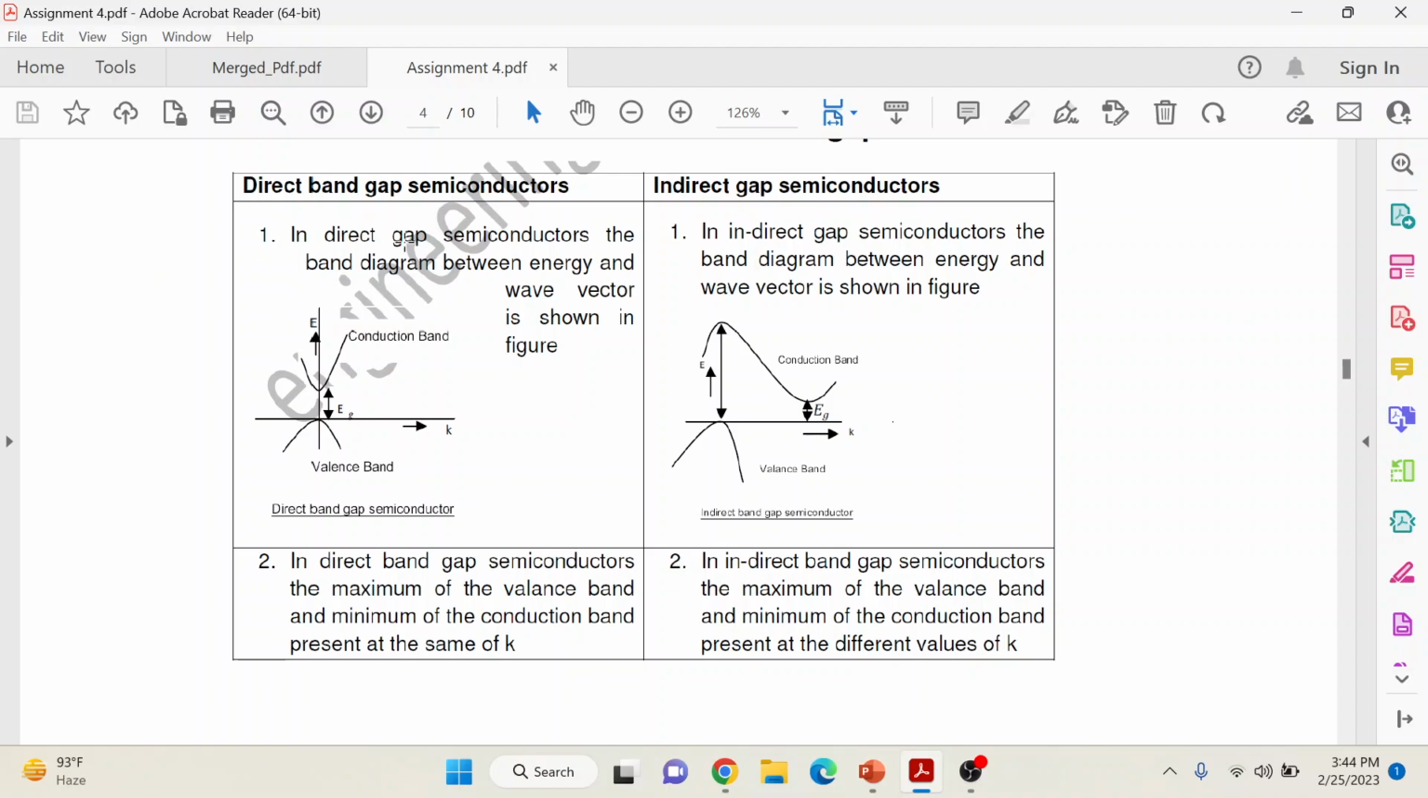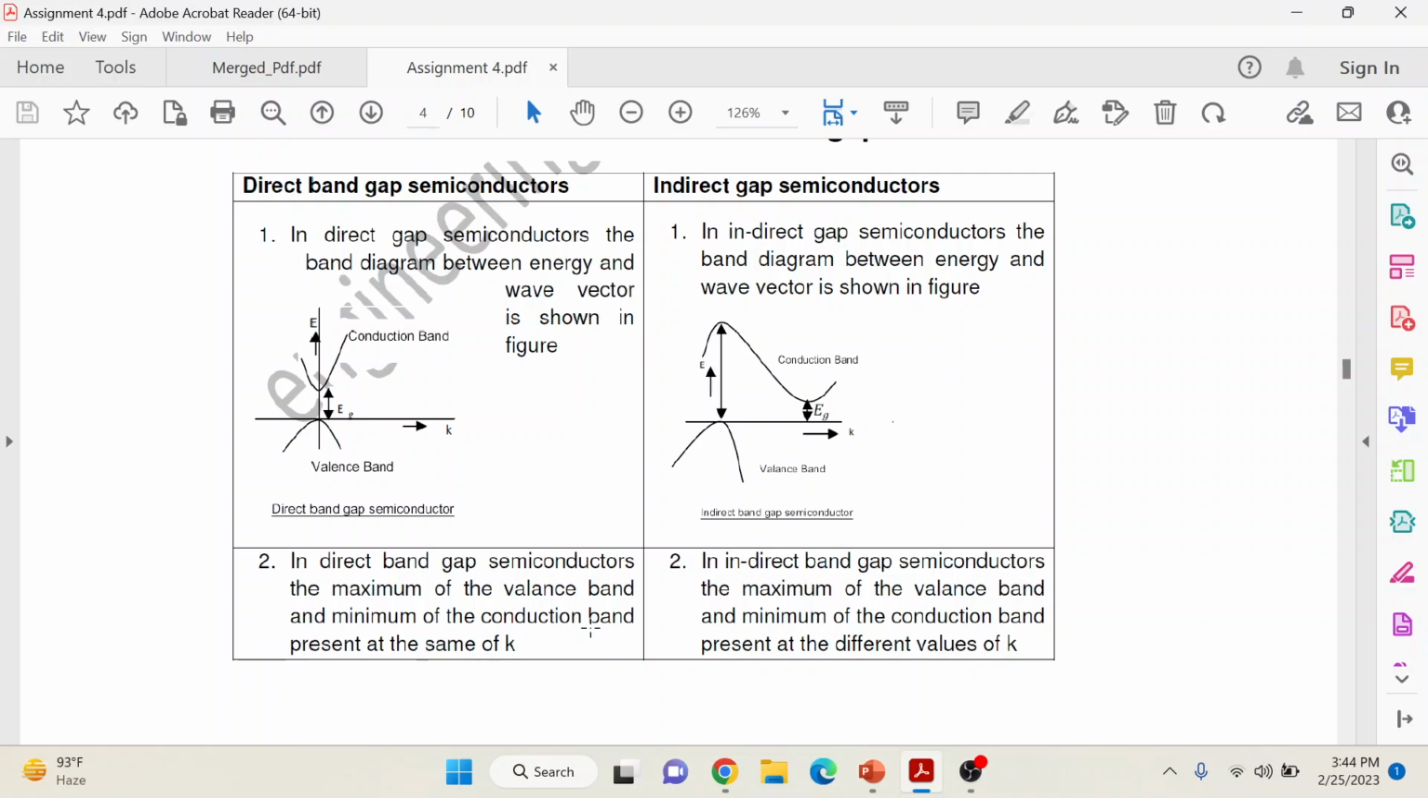In direct band semiconductors, we know that energy versus wave vector is shown like this, and as Melody was telling, the band extrema are lying at a coincident position. We can see this is the band gap, this is the k vector, and this is the valence band and conduction band, and if an electron has to go, it will follow this trajectory. Now in an indirect semiconductor, the band diagram of energy versus wave vector is shown below. This is Eg, which is much higher. So in a direct band gap semiconductor, the maximum of the valence band and the minimum of the conduction band are present at the same value of k.